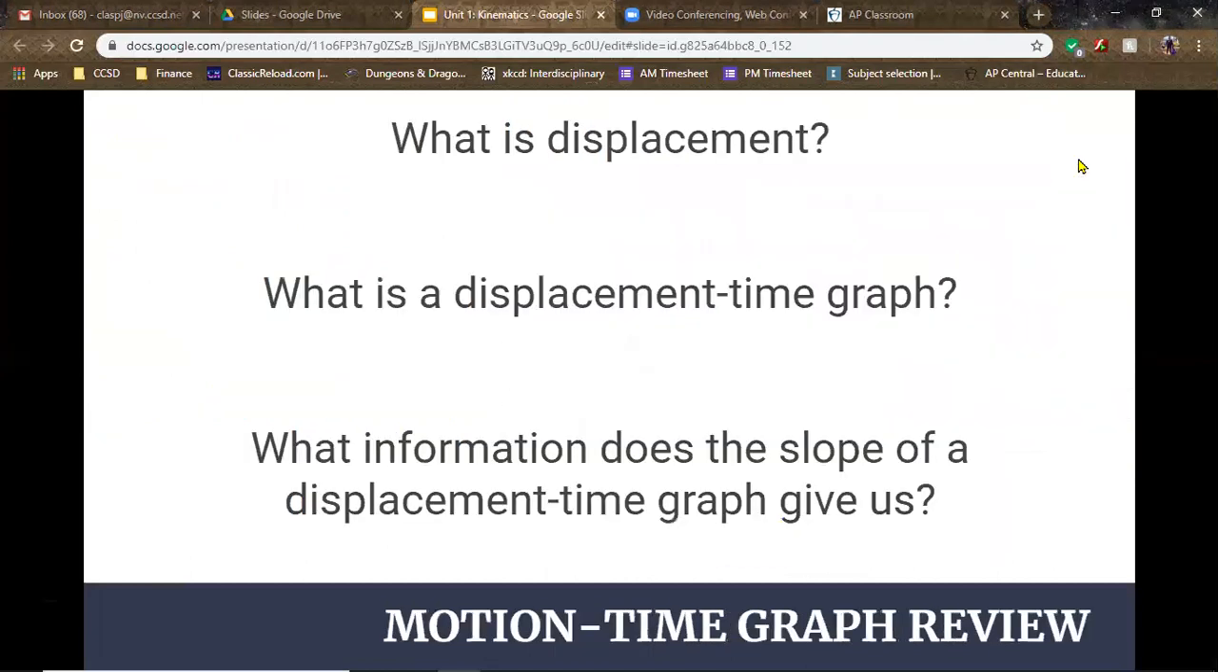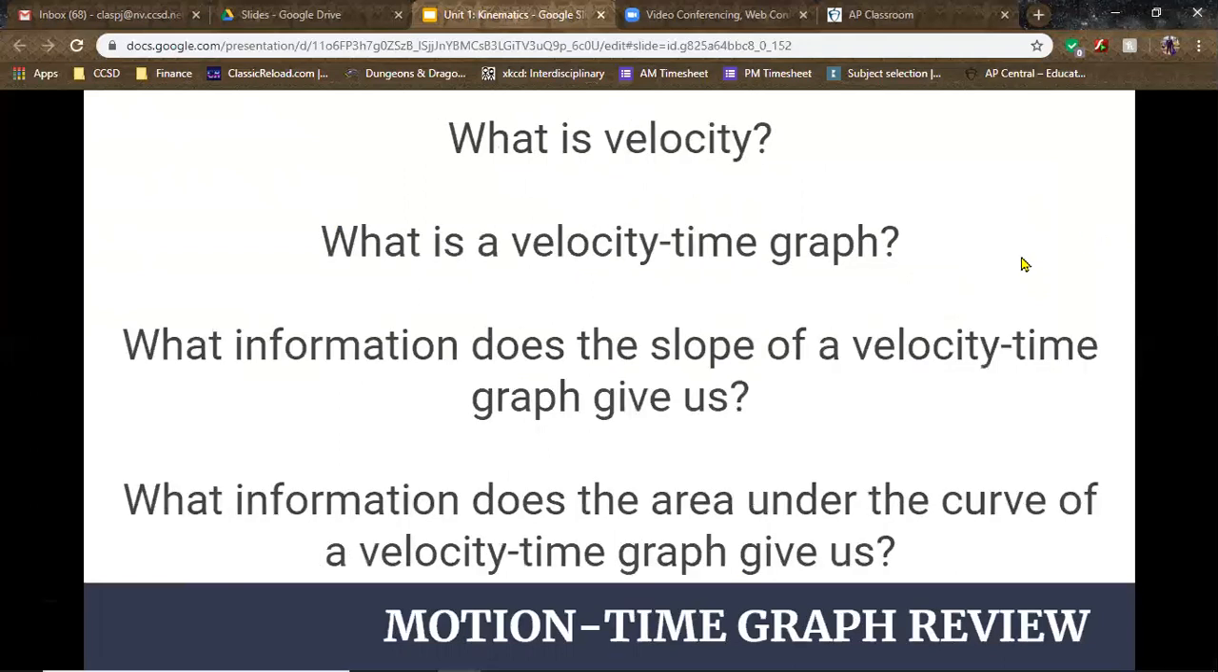All right. So just a quick review. What is displacement? What is a displacement time graph? And what information does the slope of a displacement time graph give us? Well, displacement is a change in position. The units are meters. A displacement time graph shows me visually, graphically, how the position will change throughout time. And the slope of a displacement time graph will tell me the velocity through that time frame.